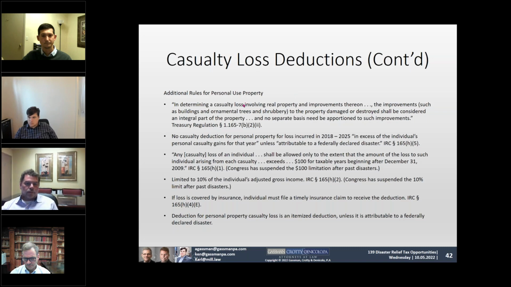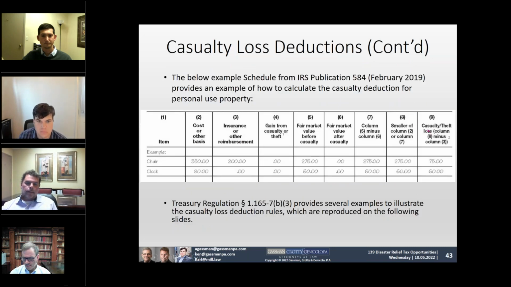All right, so these were the additional rules for personal use property, which we just talked about, which were on the slide as well. We've got an example here, which, if you look at IRS Publication 584, walks you through the calculation of how you're supposed to determine the casualty loss deduction for personal use property.